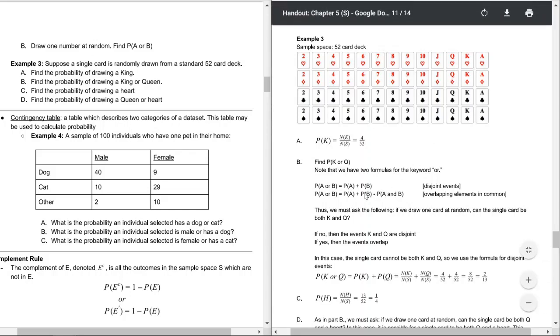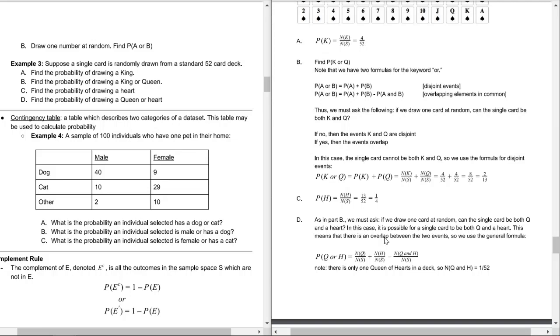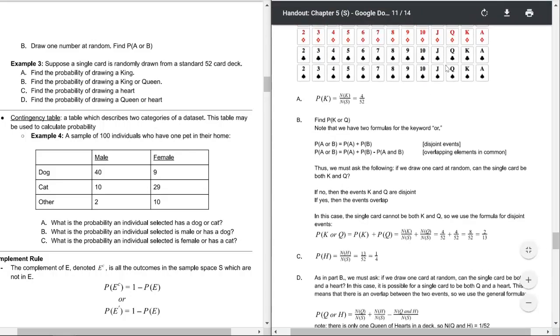So we need to use the second formula this time, okay, because there is an overlap. So notice here we're using the overlapping formula. The probability of queen or heart is the number of queens over the number in the sample space plus the number of hearts over the number in the sample space minus the overlap. How many cards that both events occur over the number in the sample space. Okay, so here a quick note, there's only 1 queen of hearts. Okay, so the number of overlaps that occur is 1 out of 52, and that 1 card once again is right here.